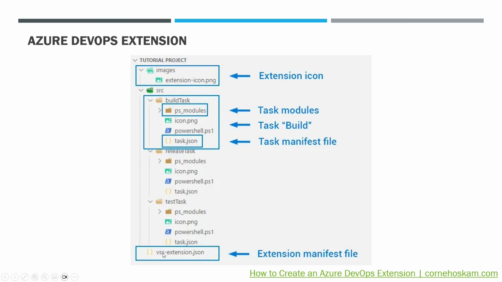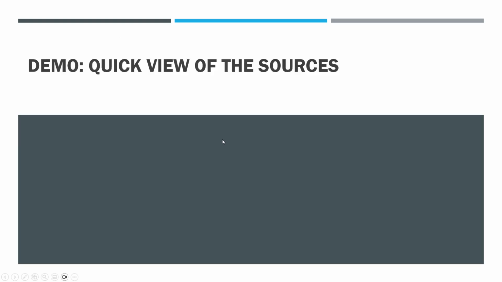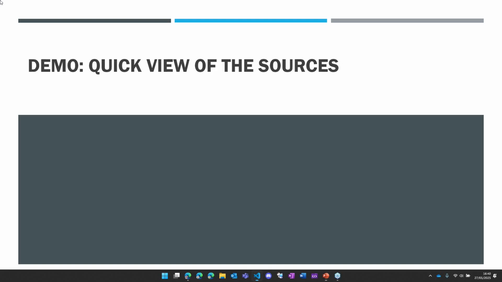The most important part is you have the manifest of the extension itself that describes the extension. Then you can have multiple modules, like here in the print screen: a build task, a release task, and a test task. There are three modules in that extension, and every module has its own tasks that describe what this module can do. And inside that, you can have, for example, a PowerShell script or whatever you like. So this is the basic overview, and now let's dive into the Azure extension itself.